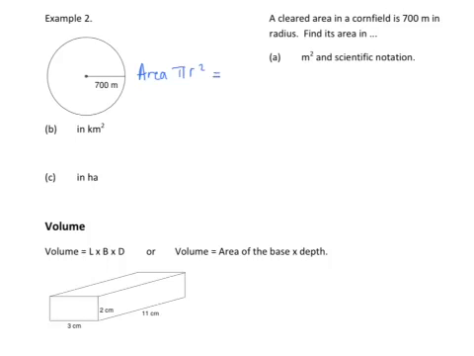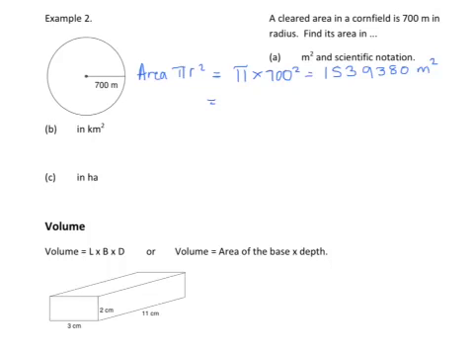So area of a circle is pi r squared. Write down the formula first and then substitute in the values, and in this case we've just got the 700 squared, and popping that into the calculator. Make sure you use the actual value of pi in your calculator, and you've got an answer with 7 digits, 1,539,380 metres squared.